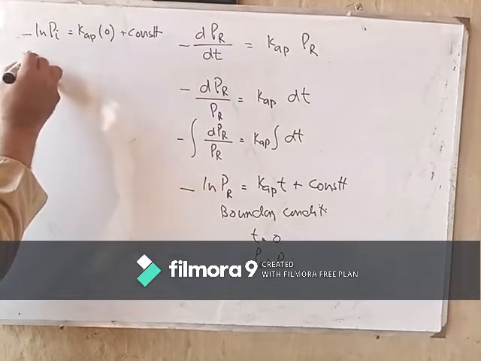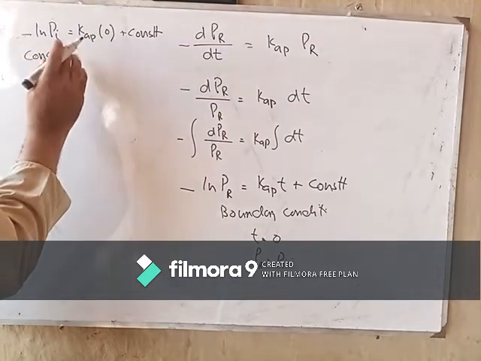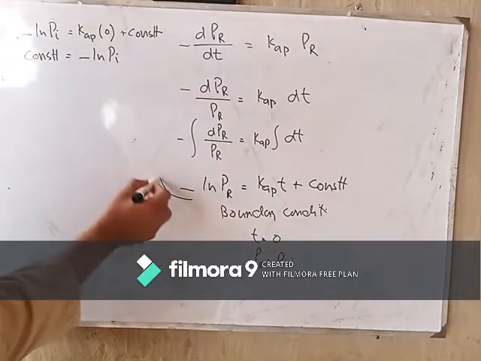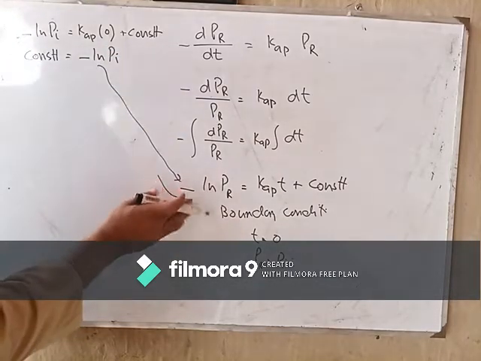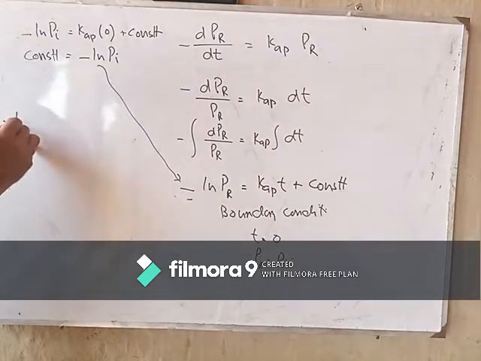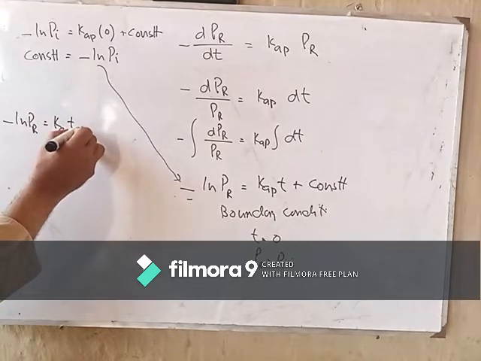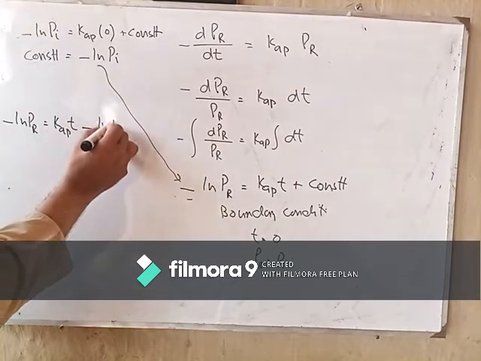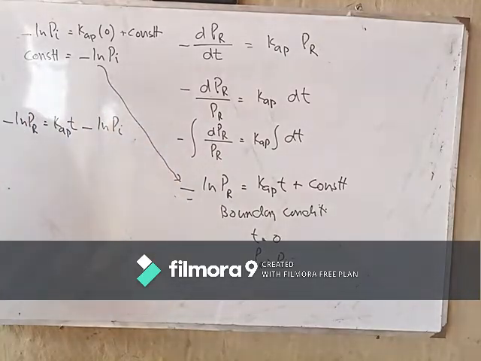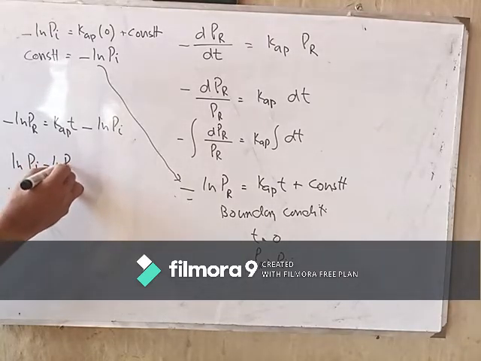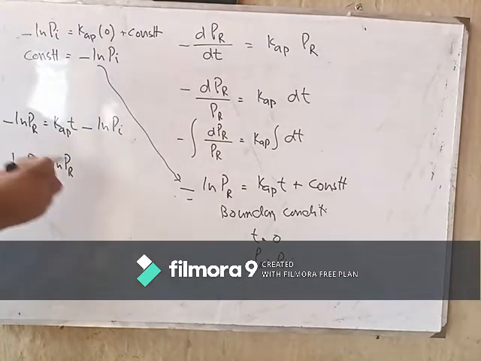So constant is equal to minus log of PI. तो इस इक्वेशन में ये वैल्यूज लगा लेते हैं, then we get minus log PR is equal to KAPT और minus log PI। इसको इस तरफ ले आते हैं तो हो जाएगा log PI minus log PR.